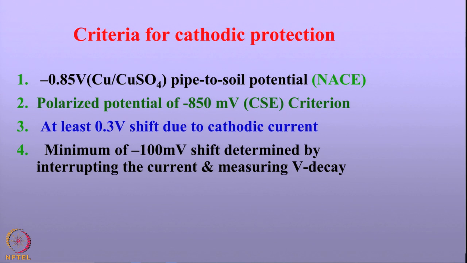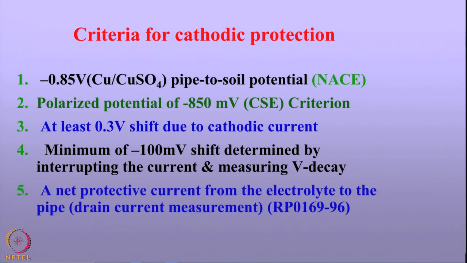The fourth criterion is about shifting the potential by 100 millivolt, and that 100 millivolt is determined by interrupting the cathodic protection current and measuring the voltage decay. There is another simple criterion, a net protective current from the electrolyte to the pipe. This is also called a drain current measurement, and is another criterion for ensuring that the metal is protected adequately. The last criterion, I would say, is based on the potential versus log I curve that you determine for a given structure. Now, we shall look in detail at the merits and demerits of these 6 criteria.